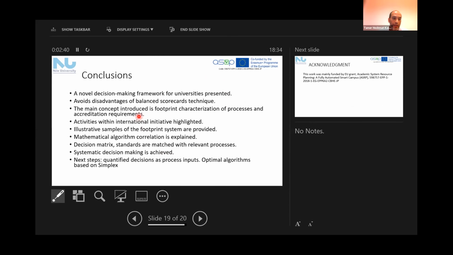Fine. My conclusion briefly is that the next step, this work should be extended to yield quantified decisions as process inputs. And also, I will try to implement the optimization using the simplex.